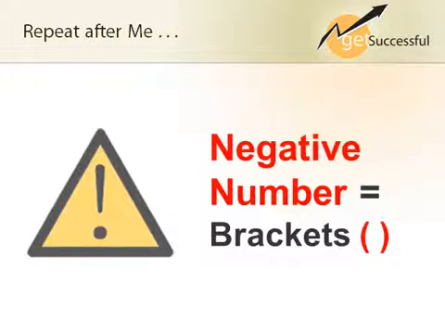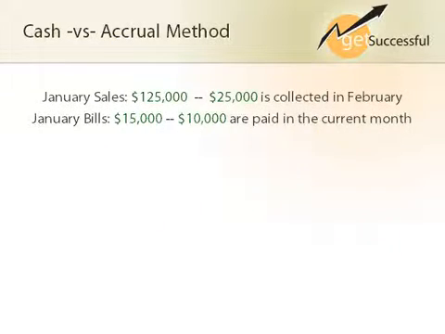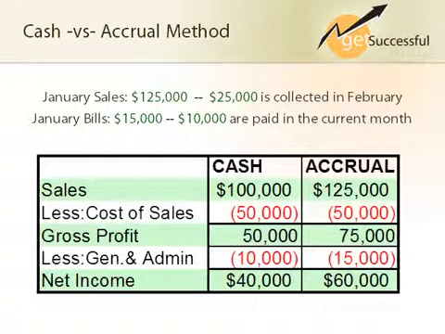Brackets are bad. If your income statement results in a negative number, they are displayed in accounting form with brackets. Move fast to correct and make the business positive. Take the following scenario. Now let's see January's income statement.